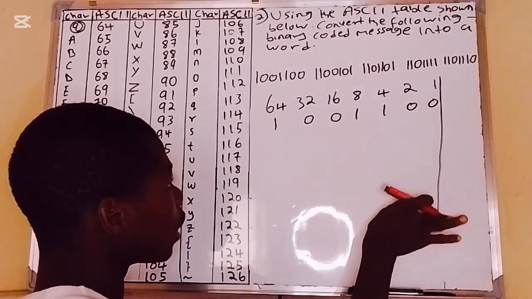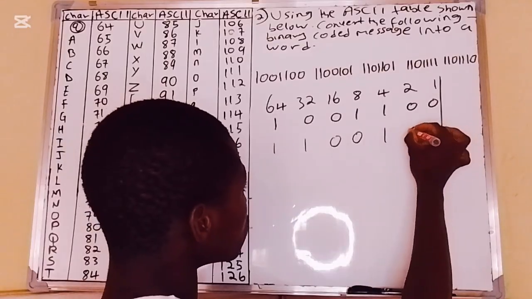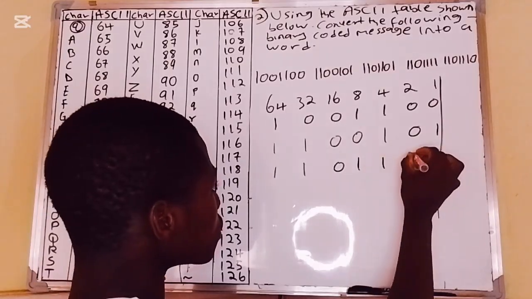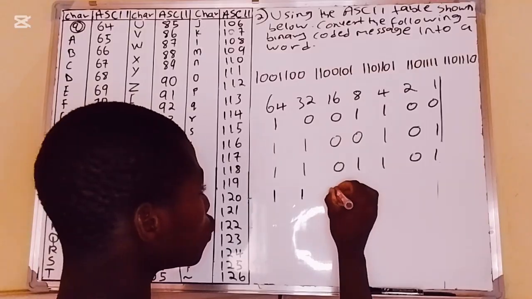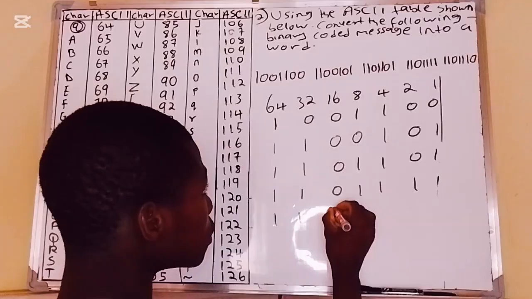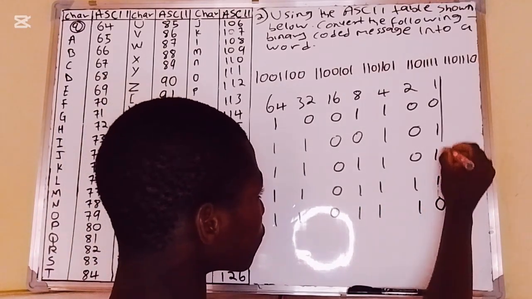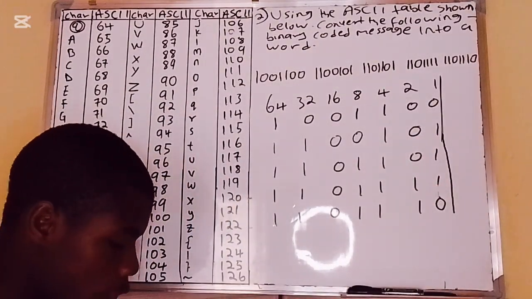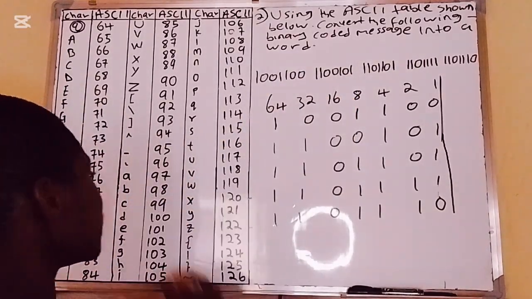So, the next I have 1 1 0 0 1 0 1, and I have 1 1 0 1 1 0 1, and therefore I have 1 1 0 1 1 1 1, again 1 1 0 1 1 1 0. So here is the easiest way that you will find what? You find the decimal. You will first find the decimal of this binary, so that you can check and see the letter.